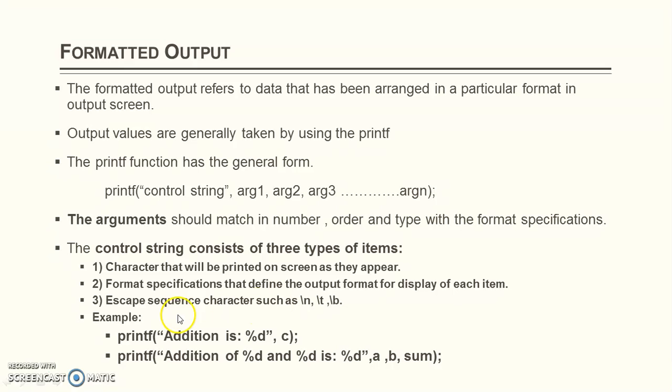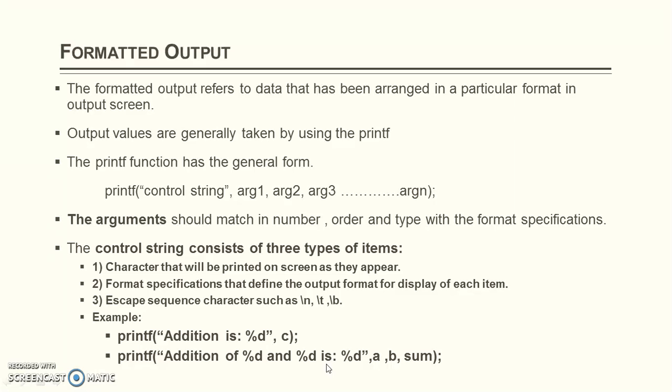So let's take one example. Suppose you are writing printf in double quotes, "addition is %d", c. %d indicates an integer value, and here c should be an integer value. So whatever is stored within c can be displayed in the place of %d. Suppose you are writing "addition of %d and %d is equal to %d", a, b and sum.